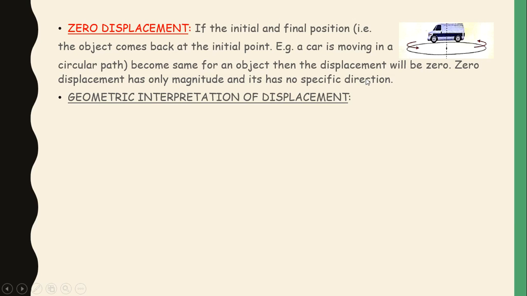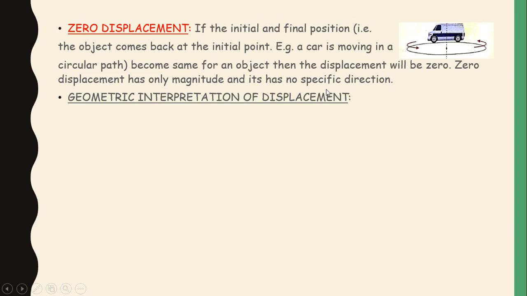For this case, the displacement will be 0, as we know that the magnitude of displacement means the distance between the initial and final position. Here, as the initial and final position is the same, the displacement will be 0. So zero displacement has only magnitude, that is the magnitude is 0, and it has no specific direction.